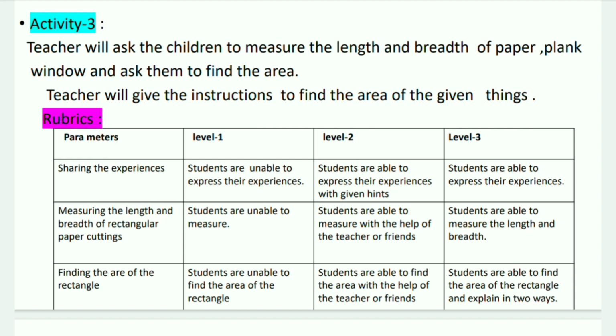Rubrics. Parameter: sharing the experiences. Level 3: students are able to express their experiences. Level 2: students are able to express their experiences with given hints. Level 1: students are unable to express their experiences.